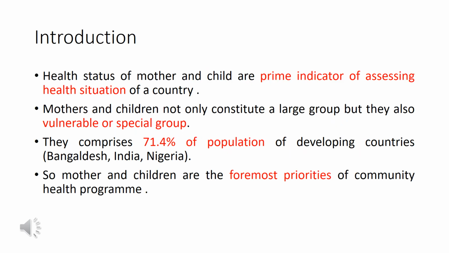Introduction to the National Health Intervention Program for Mother and Child in India. The health status of mother and child is a prime indicator for assessing the health situation of a country. Mothers and children not only constitute a large group, but they are also a vulnerable or special group. They comprise 71.4% of the population of developing countries like Bangladesh, India, and Nigeria. So mothers and children are the foremost priorities of community health programs.